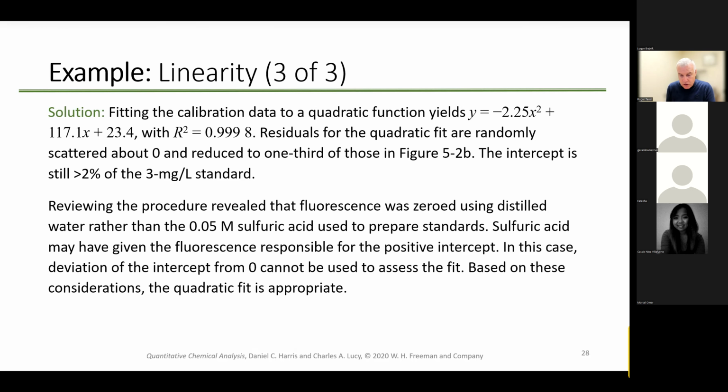You know, and if so, then the quadratic fit is appropriate. You know, we can play around with these concepts.